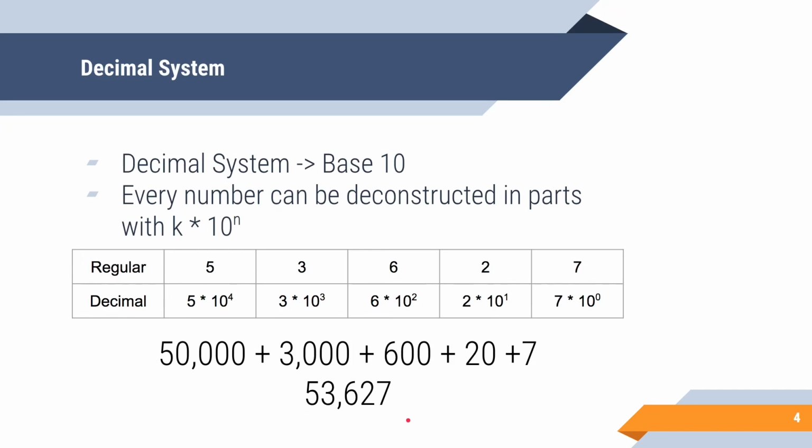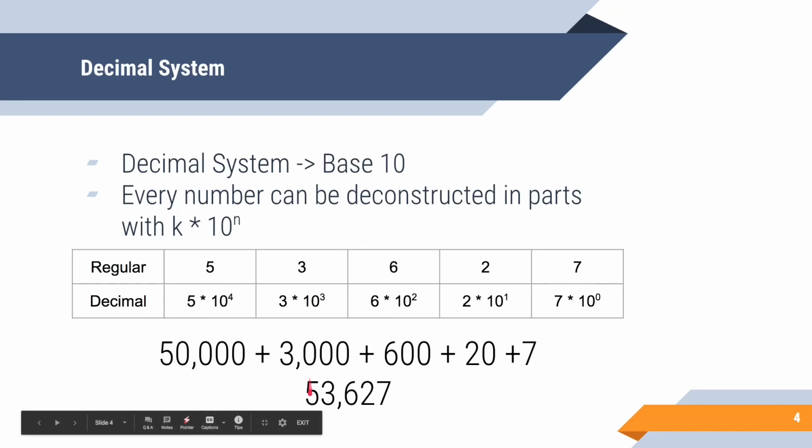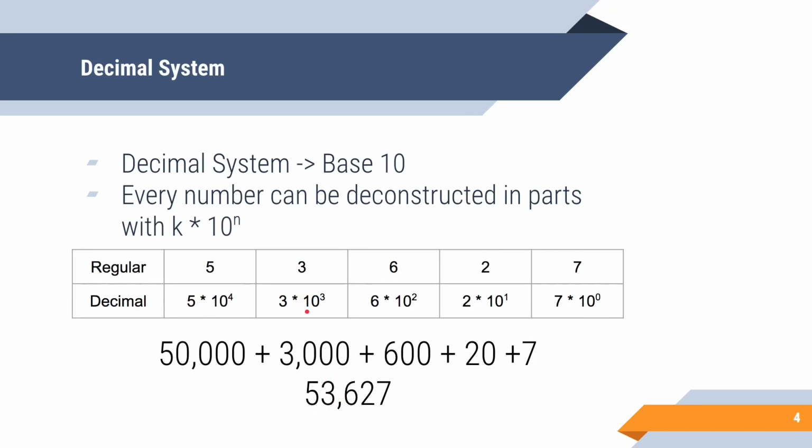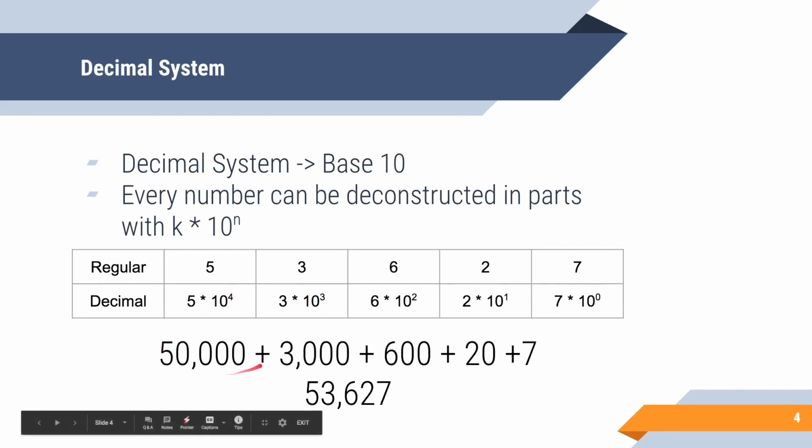All right, so now we subtract 1 again. 10 to the power of 3. What is 10 to the power of 3? 10 to the power of 3 is 1,000. So how many 1,000s after subtracting 50,000? So we're not looking at the 50,000 anymore. We have 3,627. How many 1,000s can we fit? Well, we can fit 3 1,000s. So we can rewrite that as 3 times 10 to the power of 3. So we have 5 times 10 to the power of 4, which is 50,000, and 3 times 10 to the power of 3, which is 3,000.